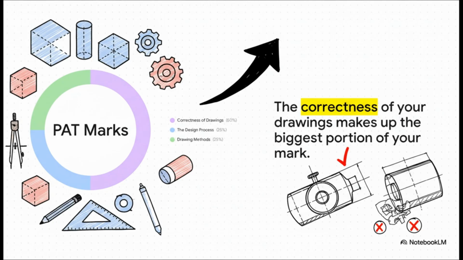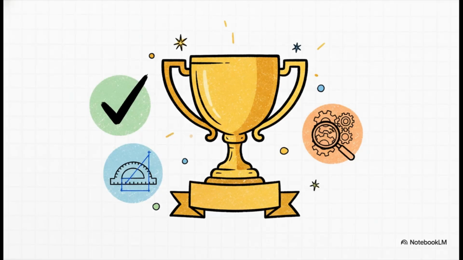So what's the takeaway here? The process is important for sure, but you need to spend a serious amount of time making those final drawings absolutely perfect, because that's where the big marks are. So what does it take to get those top marks? Well, the standard is seriously high. To get full marks, your work has to be described as outstanding. It needs to be correct, follow all the standards, and, well, it basically needs to be error-free. When you're aiming for a 10 out of 10, think perfection.